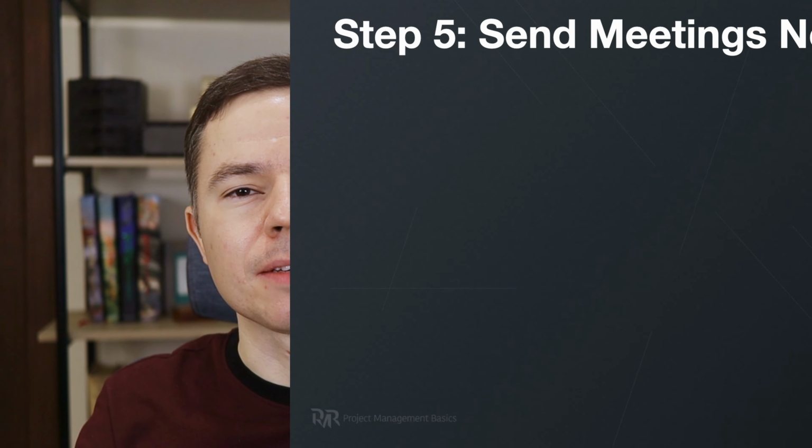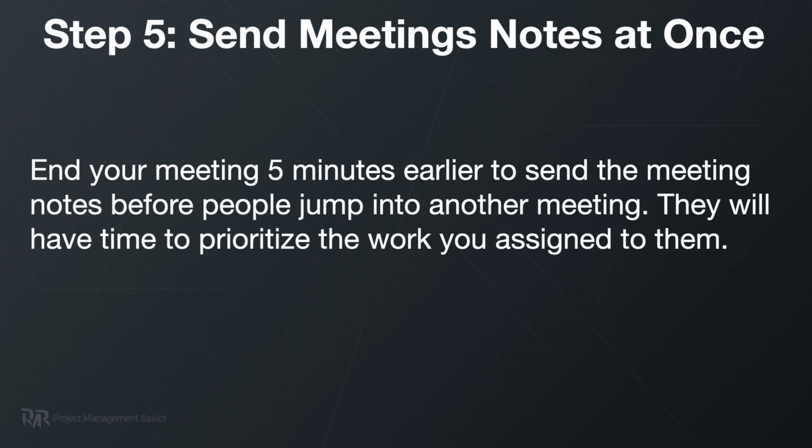All this leads us to the final step here, and it's a little secret. You want to end your meeting a bit earlier than you planned, at least 5 minutes maybe, because you want to send the meeting notes before the person jumps to another meeting. This way they will have time to prioritize the work that you assign to these people. Otherwise, if they jump to another meeting, they will get other input and maybe it will be more important for them. They'll have to prioritize that work other than what you suggested. Yes, it's a sneaky trick, but you do want people to take action in regards to your project rather than putting it on the back burner.